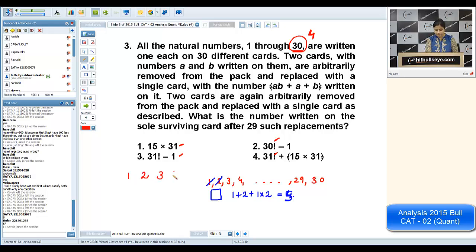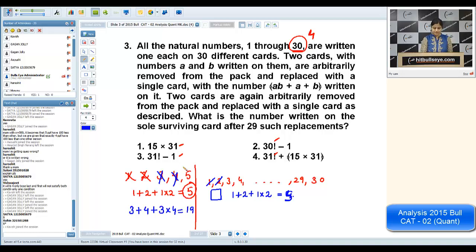It means there are only 4 cards. First of all, you are removing 1 and 2. If you are removing 1 and 2, of course, you will take this thing. It means 5 is introduced now after the first replacement. Suppose at the second replacement, you are taking out 3 and 4, which comes out to be 19. It means you are replacing these 2 cards by a single card where 19 is written on it.